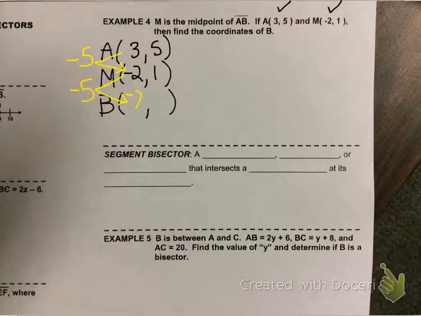So I do the same thing here. 5 to 1 is down 4. So what's my y value for my B endpoint? -3. Again, because if I went down 4 there, I had to go down 4 here as well.